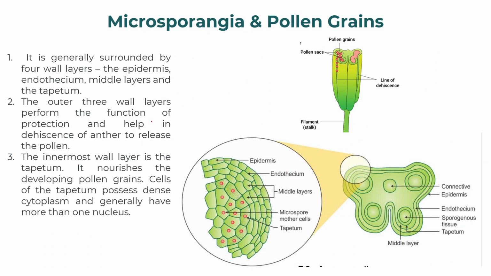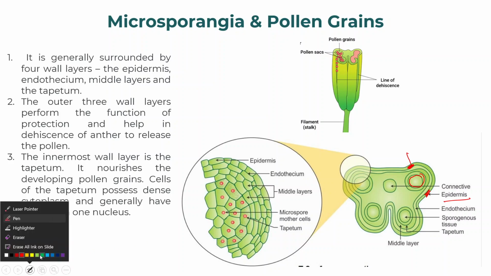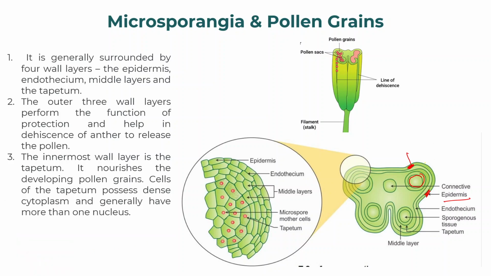Now see, it is genuinely surrounded by four wall layers. So if I could tell you that this structure, this porogenous tissue, is surrounded by four layers. One layer is the epidermis. Okay, so this layer is the epidermis. Now the second layer is the endothecium. So this is the second layer, which is known as endothecium.